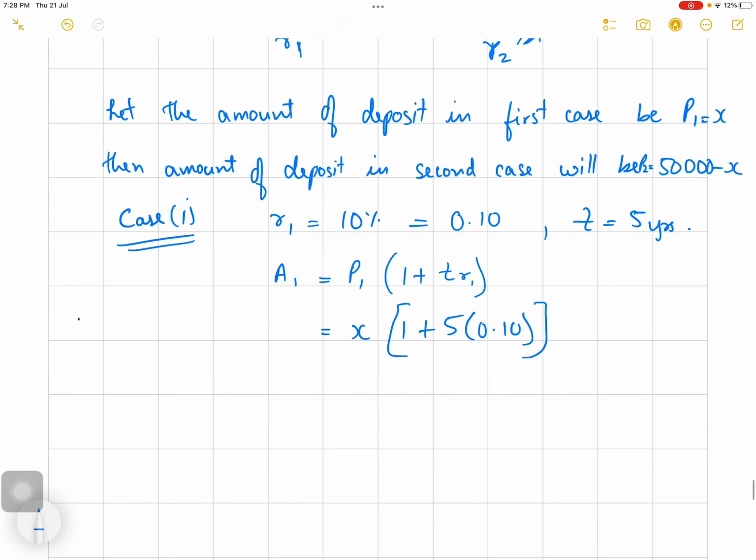So now this can be written as X into 1 plus 0.5. You add 1 plus 0.5, it will become 1.5x. So A1 is equal to 1.5x.